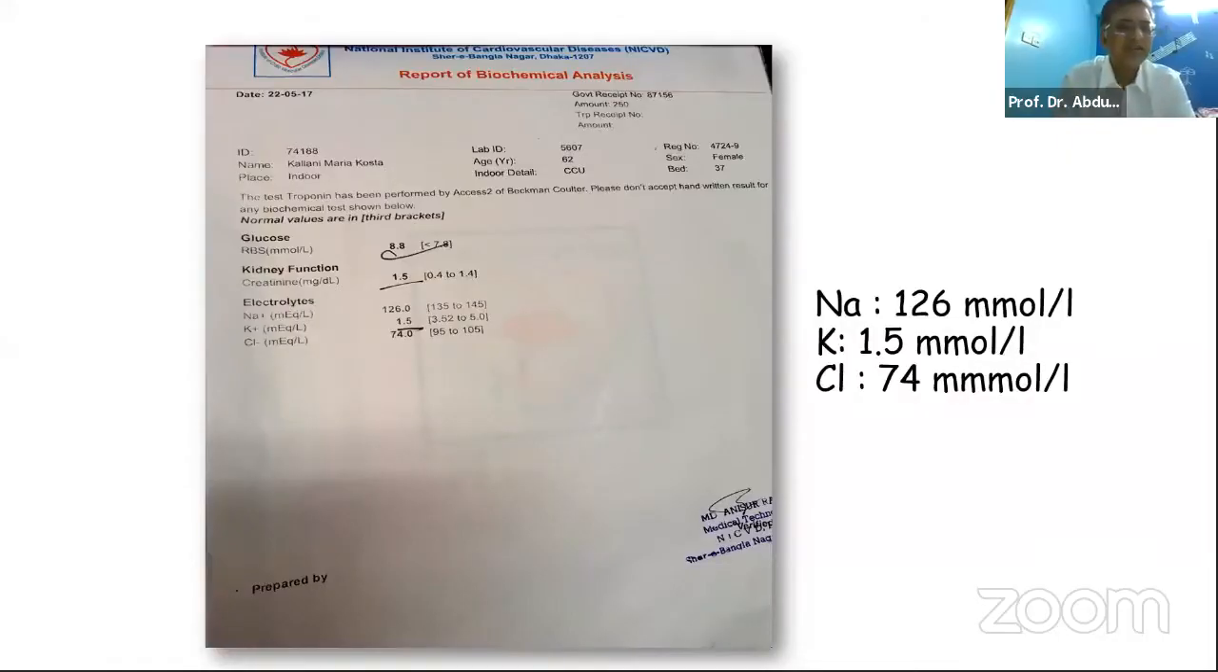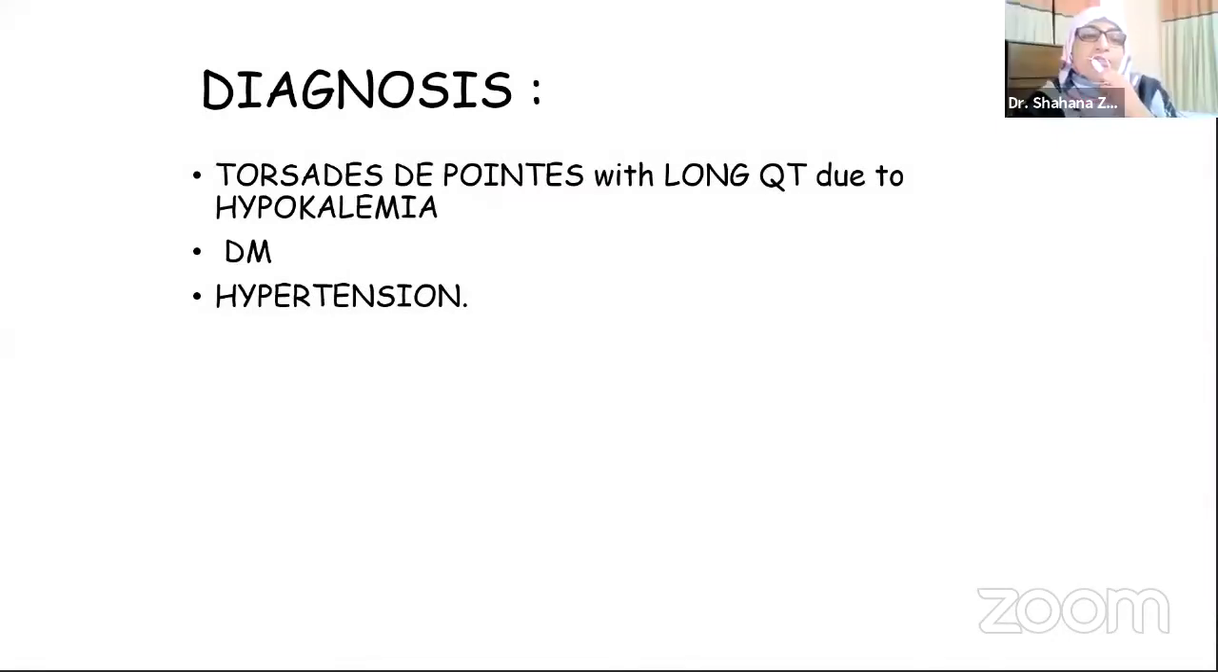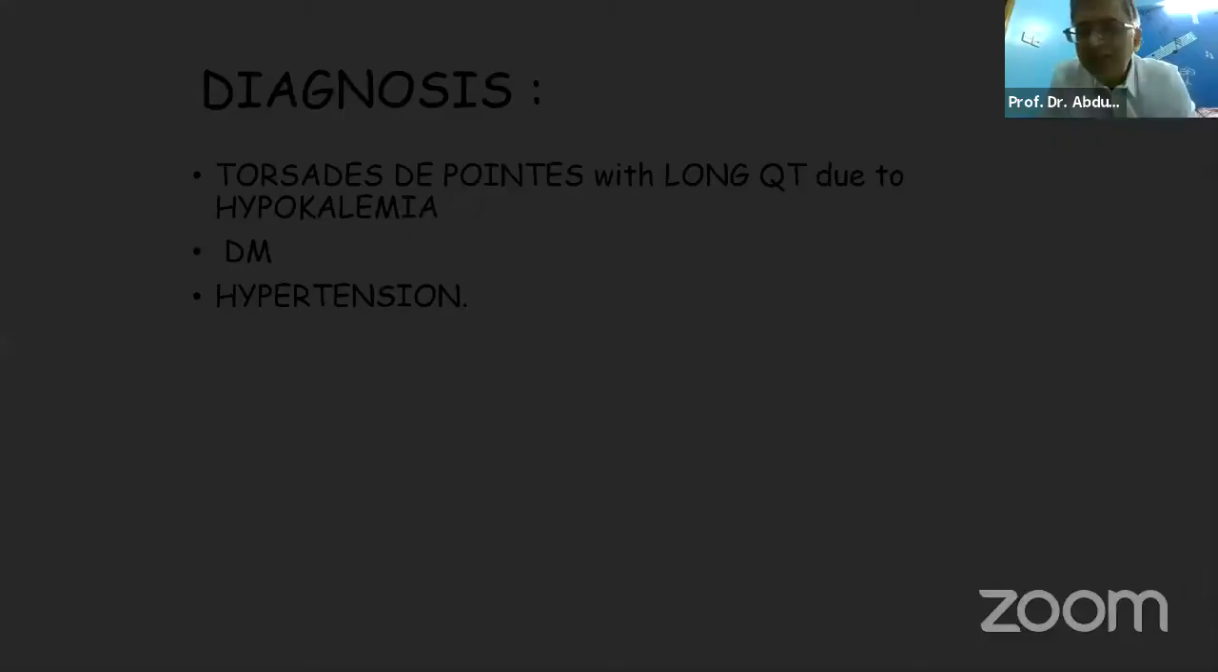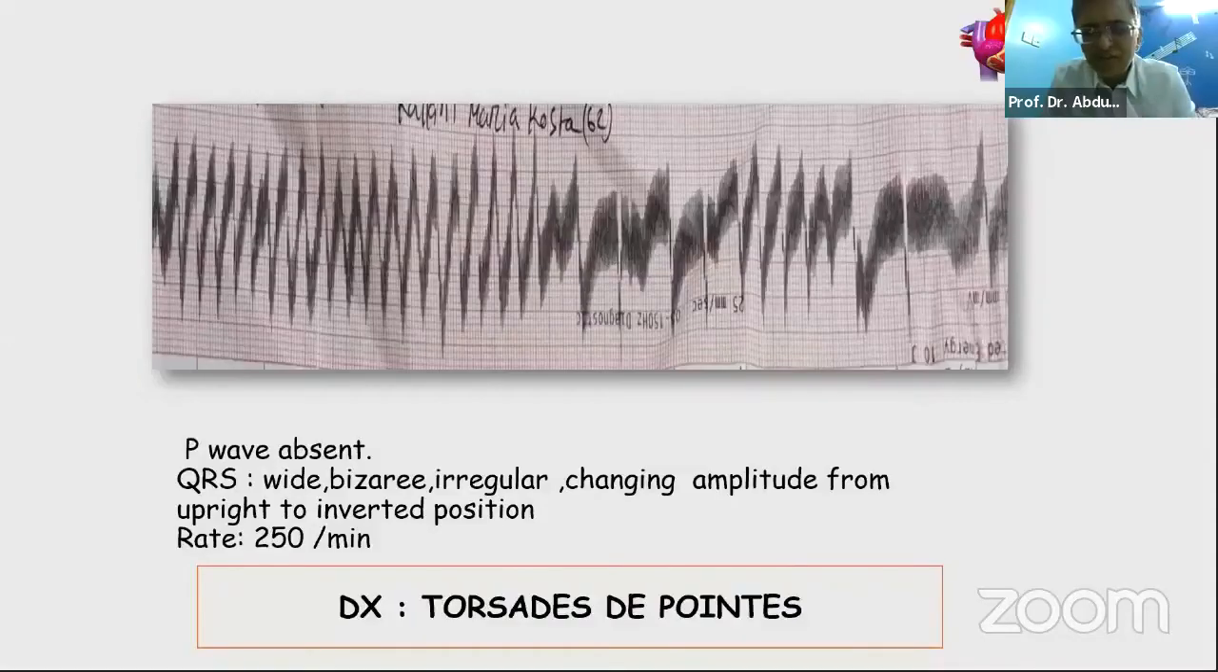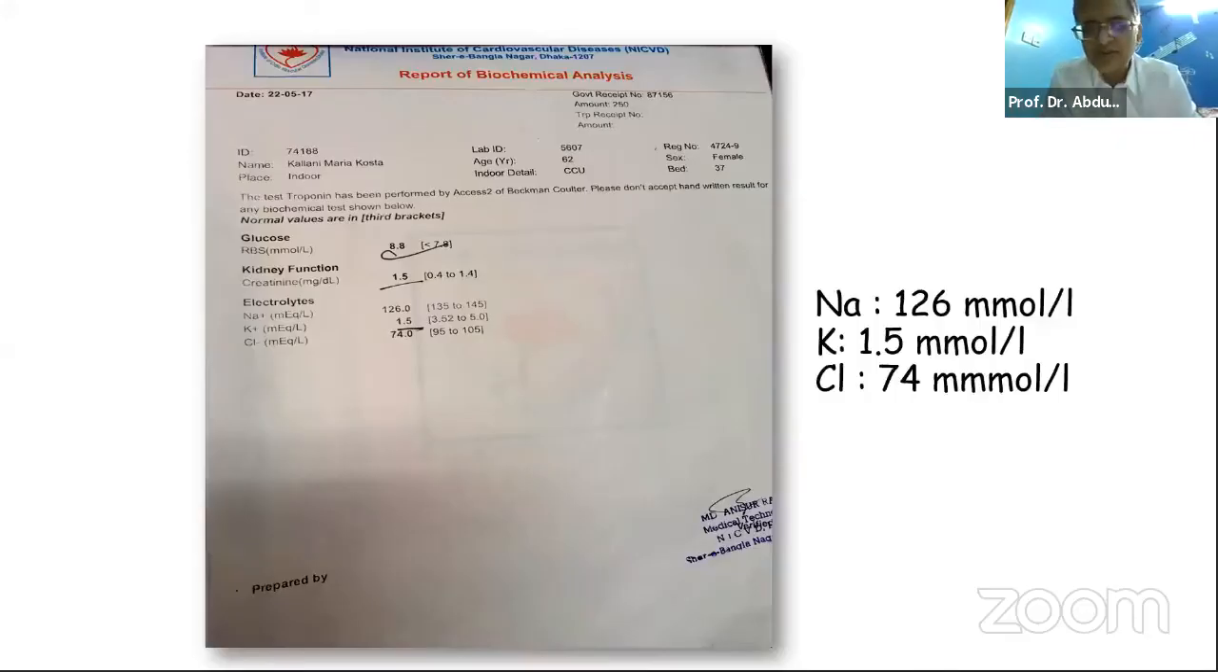Biochemical examination showed her creatinine was 1.5, her potassium was 1.5, and sodium was 126. Yeah, classical. Our final diagnosis was torsades de pointes with long QT due to hypokalemia, with diabetes mellitus and hypertension. But why the vomiting initially? That should be put into diagnosis. Was it gastritis or cholecystitis or pancreatitis or simple peptic ulcer exacerbation? Maybe simple peptic ulcer exacerbation, but we don't know the definite cause of vomiting of this patient.